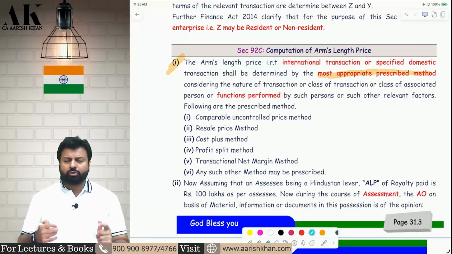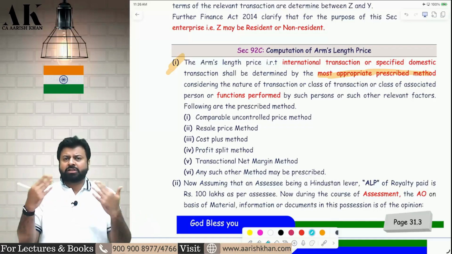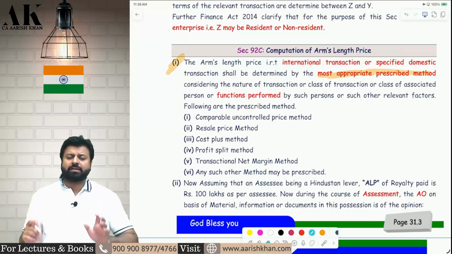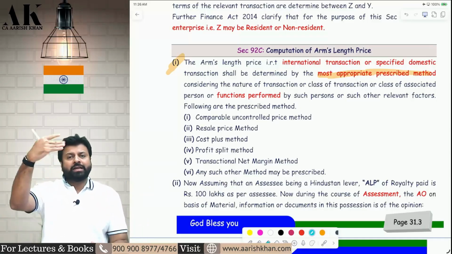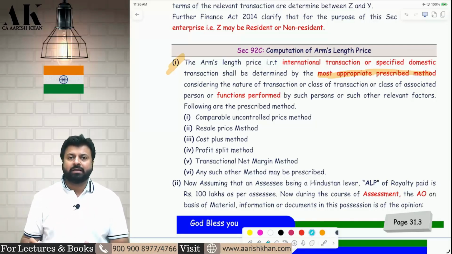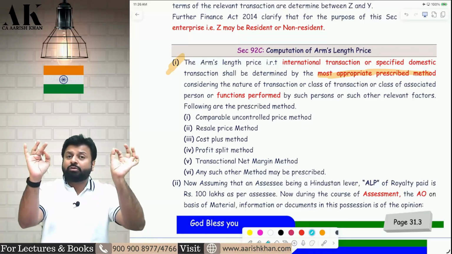Sir, how will I select the most appropriate method? Depending upon your nature of transaction, class of transaction, nature of associate enterprise and many other factors, functions performed, assets employed, you have to analyze and find out which is the best method out of all 6 methods. But you have to select the most appropriate. We are not giving you the option to select any one which you like. The 6 methods are not given as a choice to select any one of them. You have to select the most appropriate one which is applicable in your case.